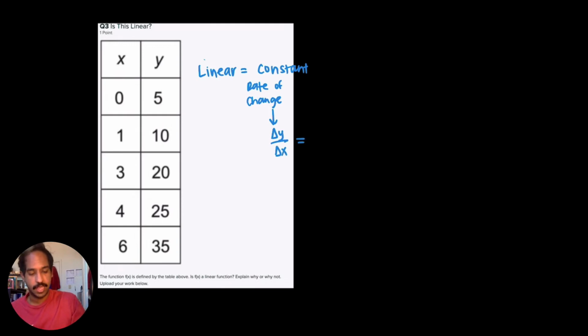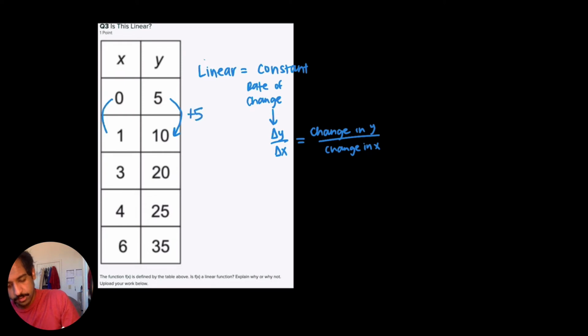That's the same thing as saying our change in y, how is y changing, divided by how x is changing. So let's figure out what is our delta y and what is our delta x for each of these situations. So 5 to 10, we're adding 5. 0 to 1, we're adding 1. Alright, that's one of them. 10 to 20, we're adding 10.